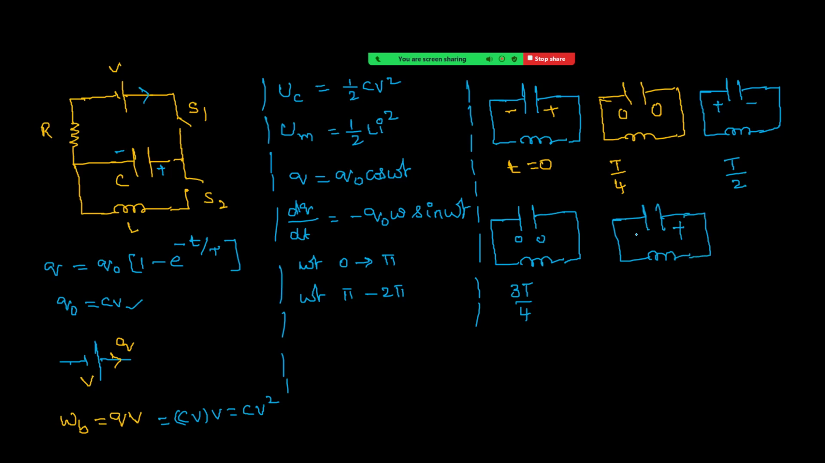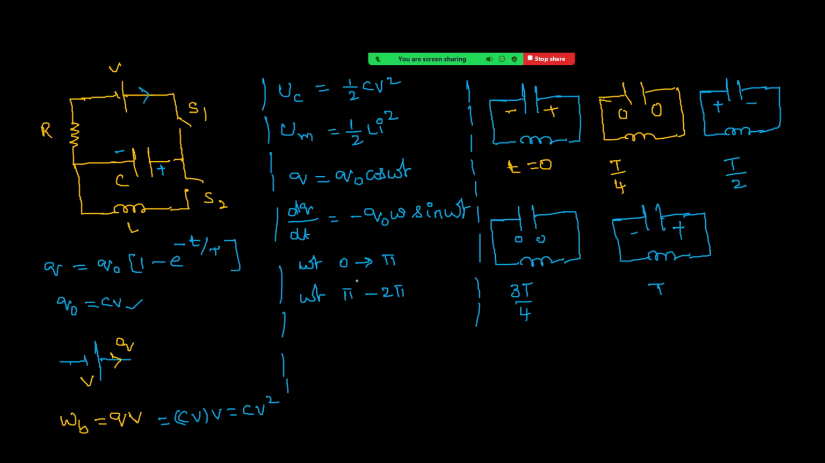Now it becomes a plus. This becomes minus. This is one cycle, right? So in one cycle, first half cycle the direction of current remains the same. Next half cycle the direction of current will be reversed, right? Now see the options given here.